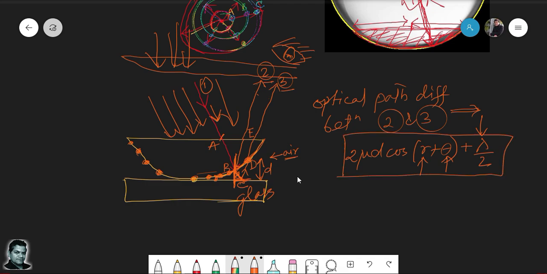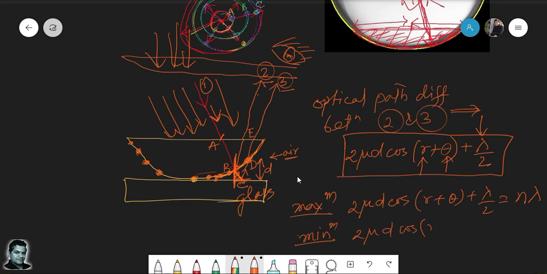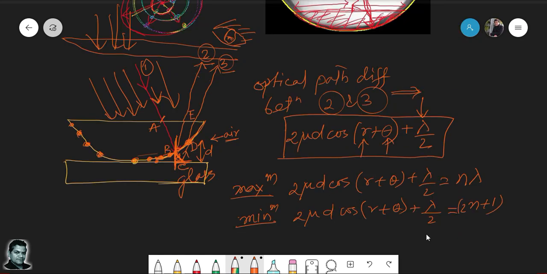So this is the total path difference between ray 2 and 3. For 2 and 3 to interfere constructively, the maximum condition is 2 mu d cos(r plus theta) plus lambda by 2 equals n lambda. And for destructive interference, so that they form a minimum, you get 2 mu d cos(r plus theta) plus lambda by 2, this total path difference, equal to (2n plus 1) lambda by 2. We have already talked about this in another lecture for the wedge-shaped thin film.